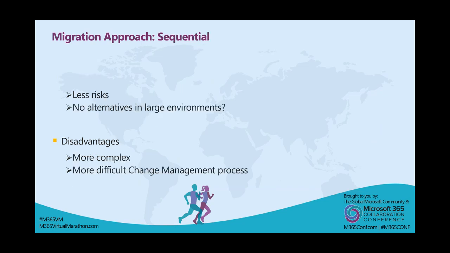The other one would be the sequential. So when you first move one workload, let's start to migrate 1,000 mailboxes in Exchange, next week another 1,000, and then the next week SharePoint, and then Teams, and so on. That's also possible. Less risk, and sometimes in large companies, in large environments, you have to use the sequential approaches, but change management is far more complex.